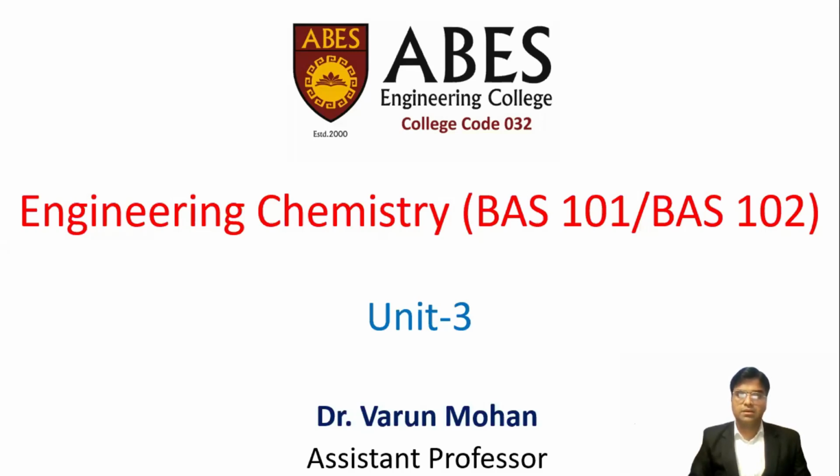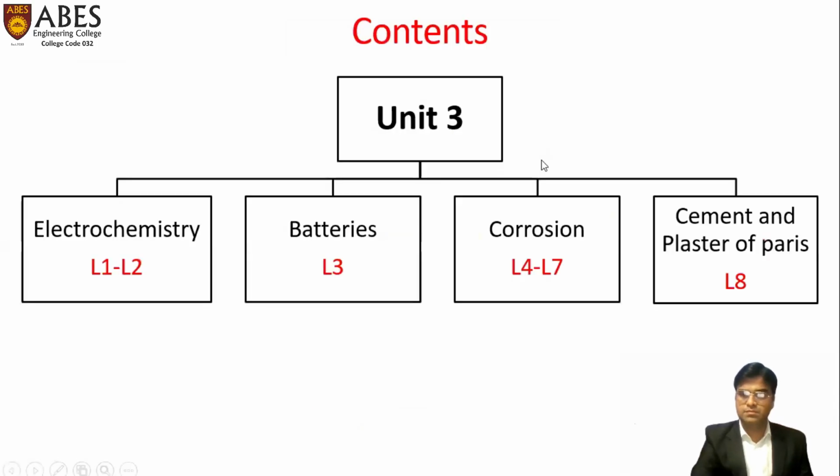This is the introductory lecture of the lecture series of Unit 3 of Engineering Chemistry, code BAS 101 and BAS 102. Here we shall discuss the distribution of various topics in Unit 3. Unit 3 is divided into 4 parts, and the first part is electrochemistry. This part will be covered in Lecture 1 and Lecture 2, where we shall discuss some basic concepts of electrochemistry.